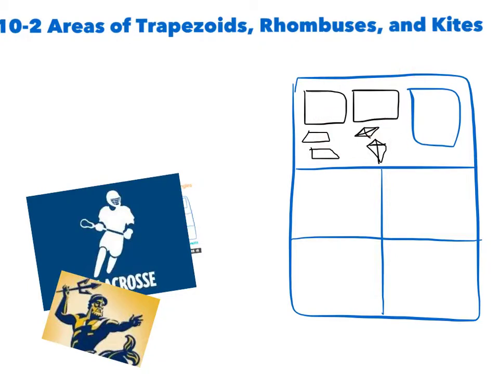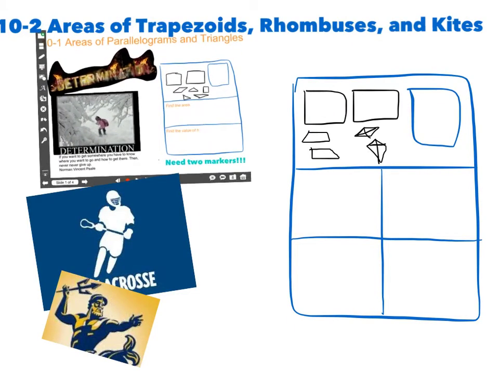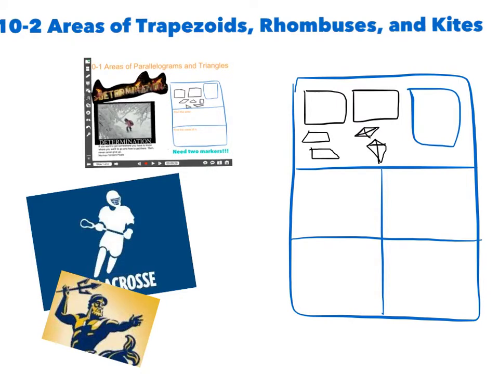Before we move into our notes today, I wanted to remind you of what we learned last class. This was our opening slide of last class, and our title was Areas of Parallelograms and Triangles. Is there anything in this title that we have already learned how to find the area of? A parallelogram, perchance? Yeah. A rhombus is a parallelogram. We already know how to find the area of a rhombus.